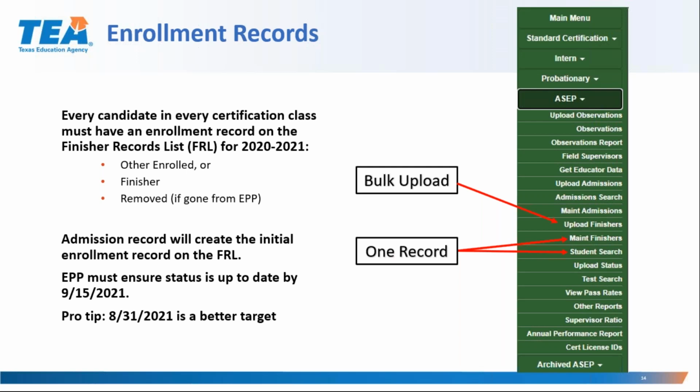Additionally, if the candidate submits a written request to change the certificate sought or to add an additional certificate area, and you approve that change or addition, you would need to update the enrollment record for that candidate to reflect the new certificate area.